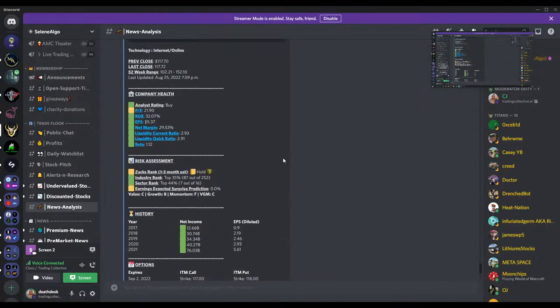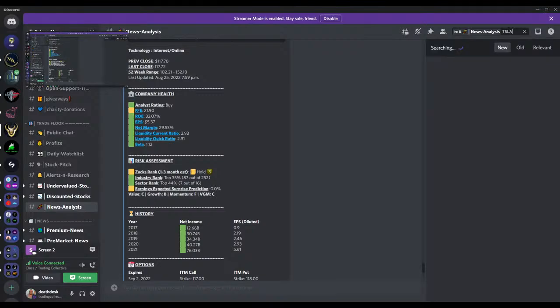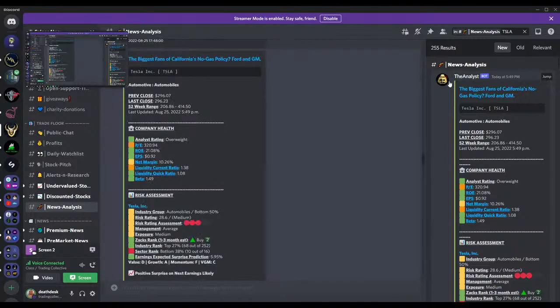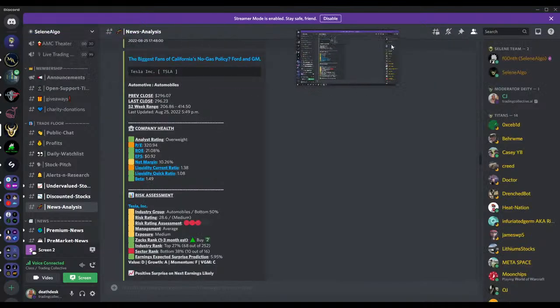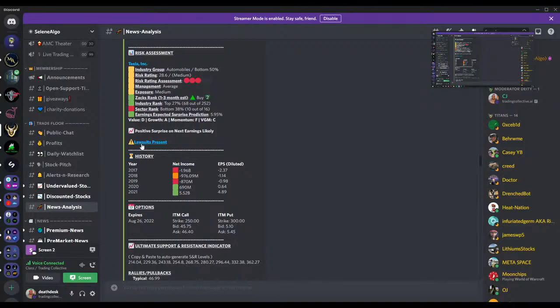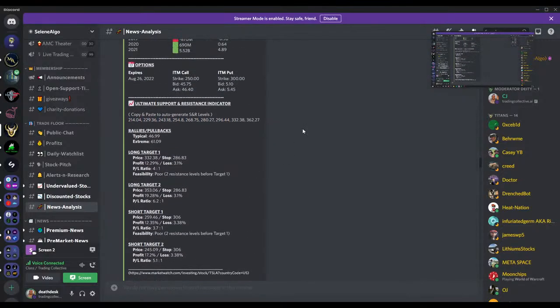We can scroll back. We can actually look in here. Like, let's look, here, I'll move this over. Let's look at Tesla, and we can jump to our most recent Tesla article right here. So we're looking at Tesla and immediately getting our company health, risk assessment as well, history, options, USR levels for it. Now they are new since Tesla has split. We're already grabbing those for you. And yeah, so this is a huge tool. Make sure you guys are using it.